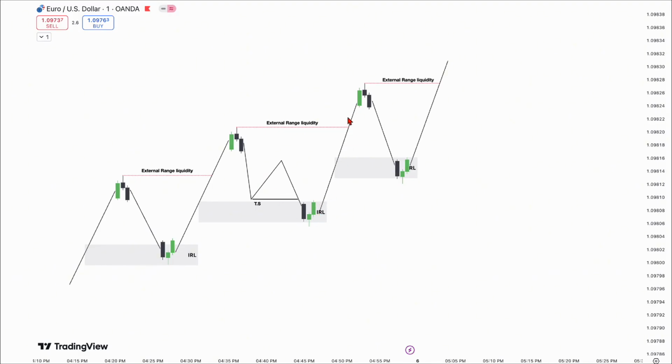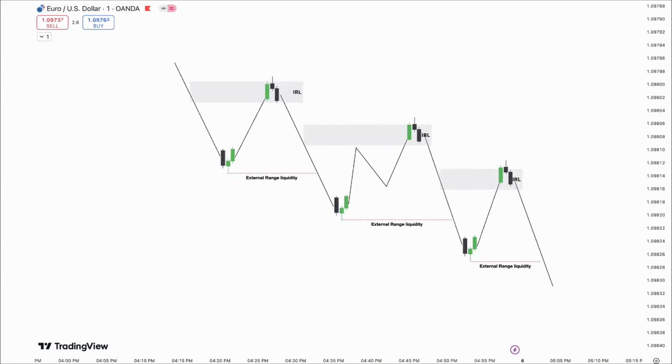Once again, after reaching the ERL, a CRT was created, leading the market toward the IRL FVG, and yet again, another CRT was formed before targeting the next opposing liquidity, which in this case is our next ERL. And you can see the same thing happen on the reverse side.